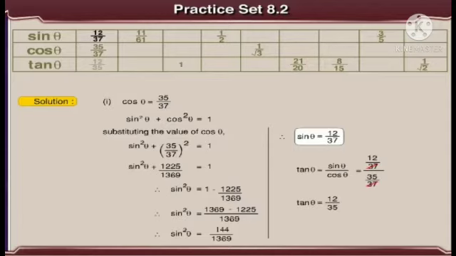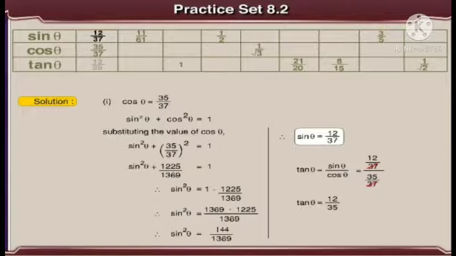Complete the following table. The first given value is cos theta, which is equal to 35 upon 37. We have to find sin theta and tan theta. Since we know that sin square theta plus cos square theta is equal to 1, now substitute the values of cos theta.